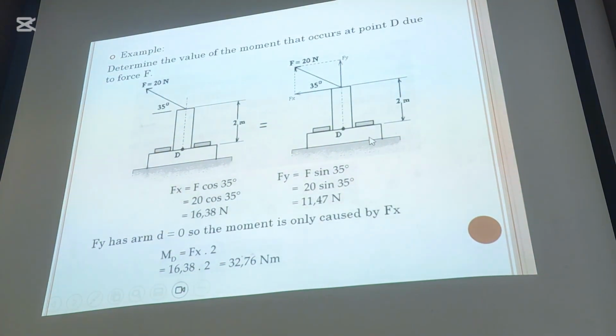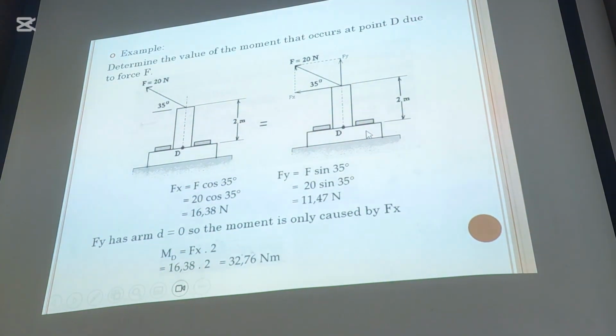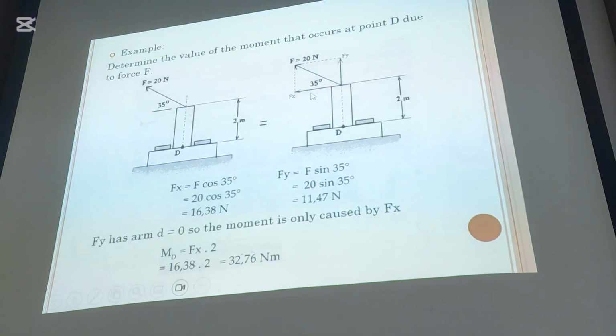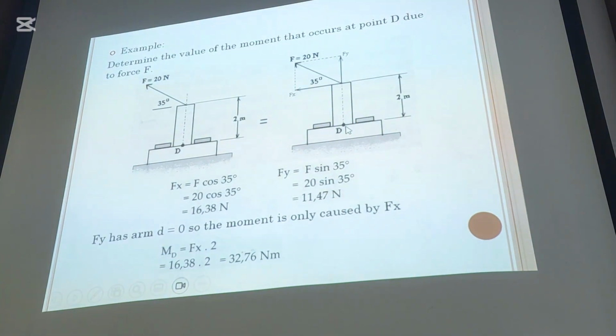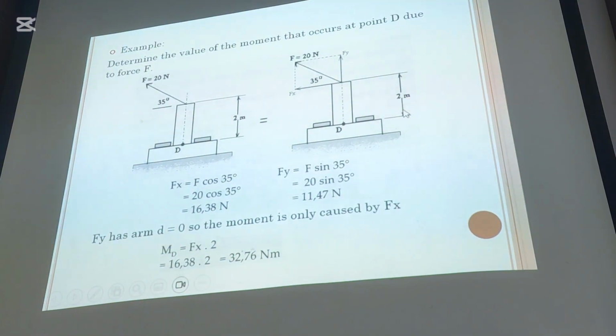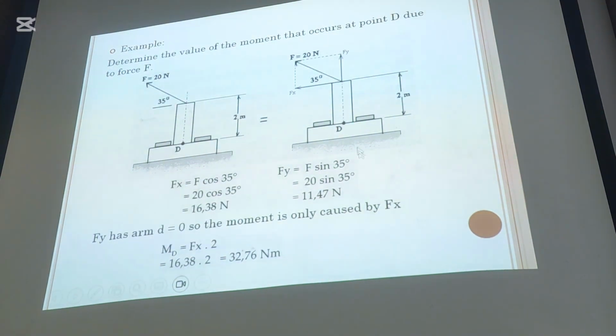Now we need to know the arm. See, at x we have an arm, which means the distance from this force to the D, to the center, which is 2 meters. Okay, but Fy is going through this D, the point D.